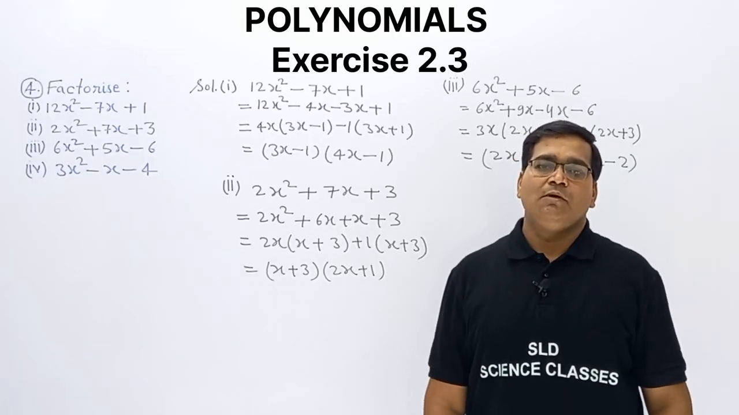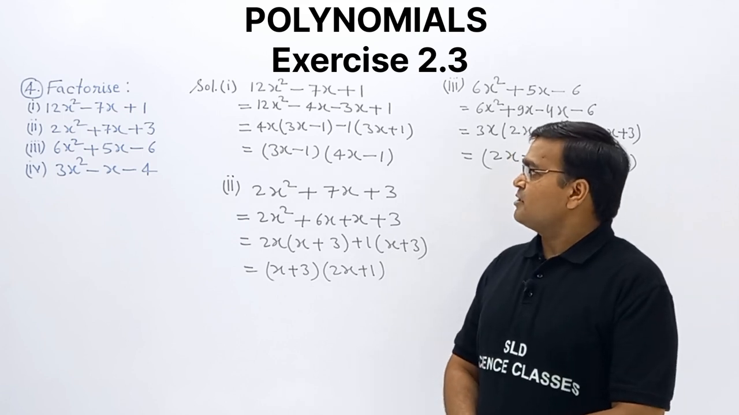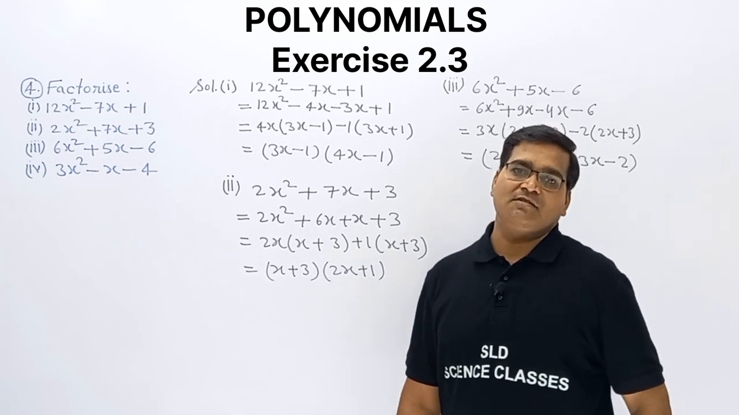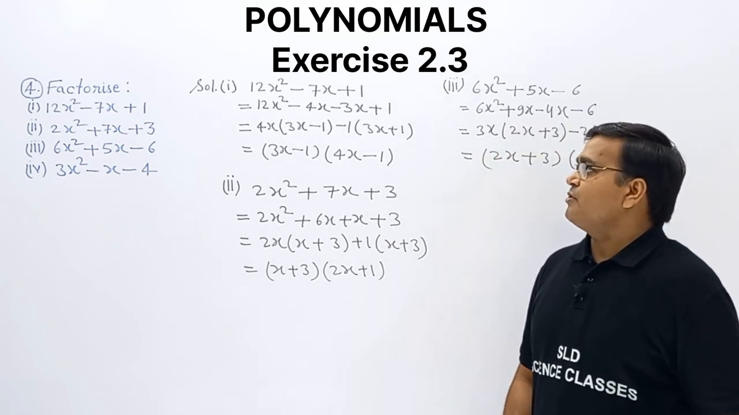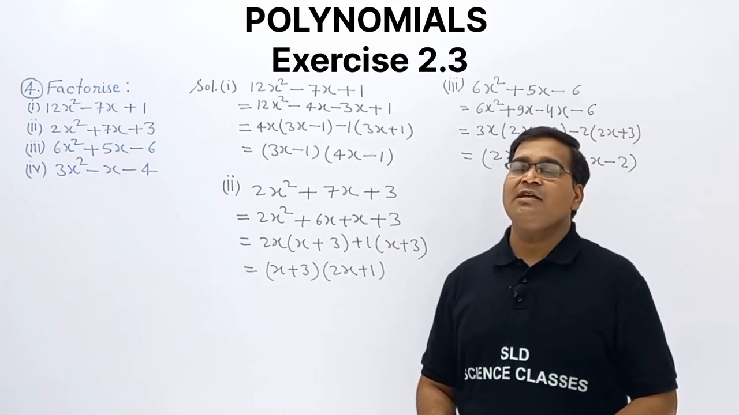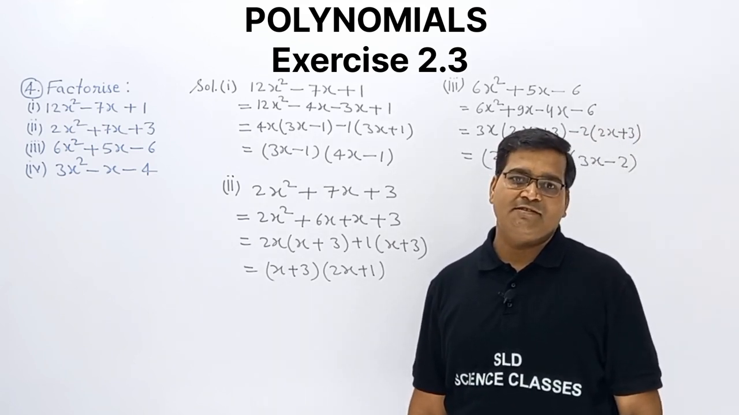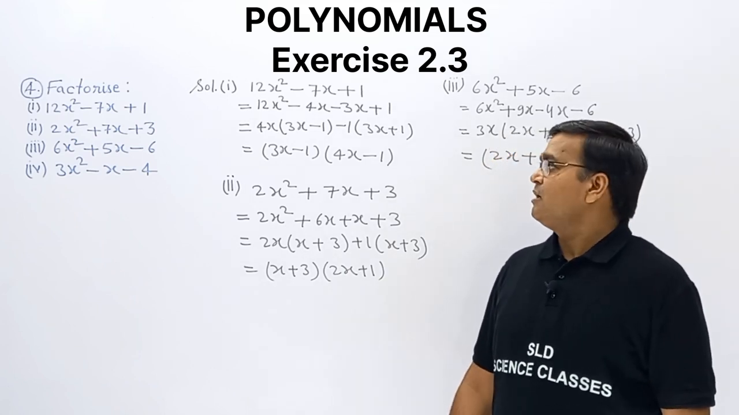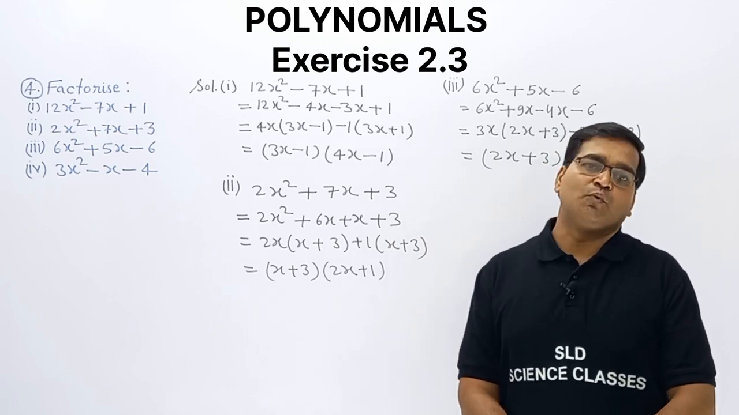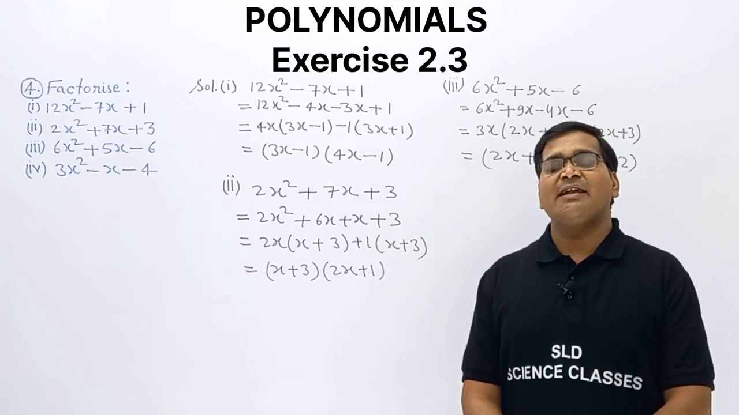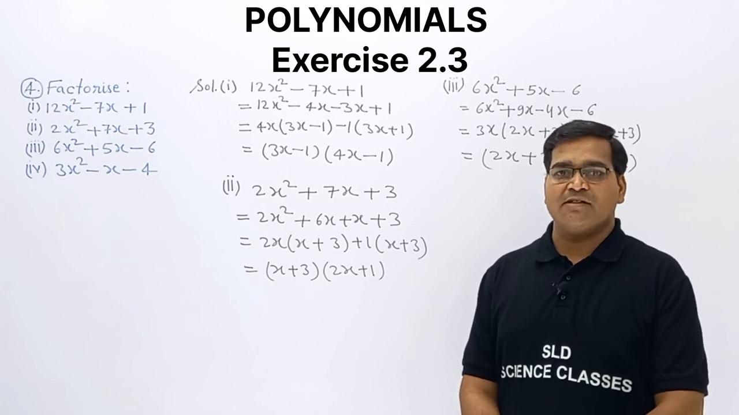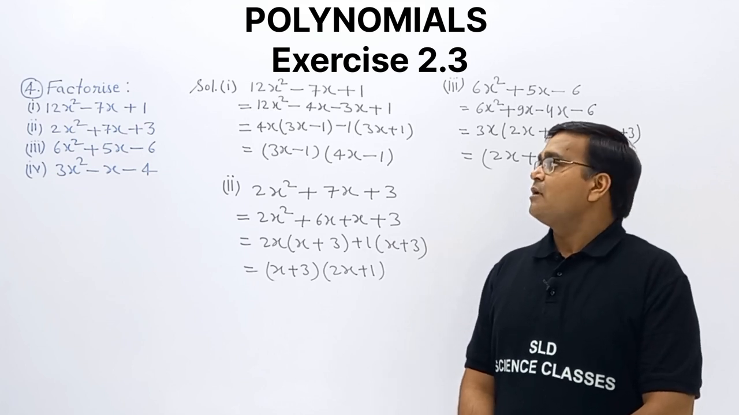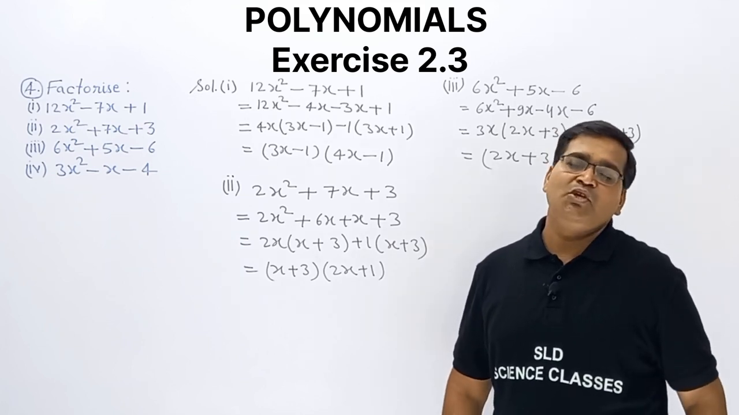In this video, we will discuss question number 4, exercise 2.3 polynomials. In this question, we want to factorize polynomials. All polynomials are what? Quadratic polynomials. Why? Each one has degree 2. If the degree is 2, that is called what? Quadratic polynomials. So all 4 polynomials are quadratic. Now we want to factorize each one.